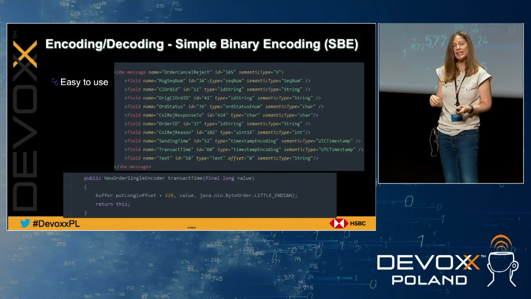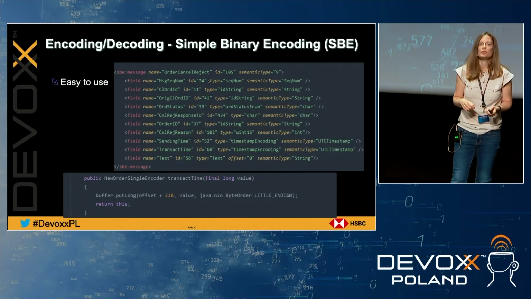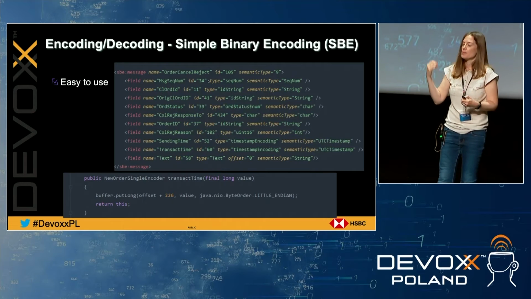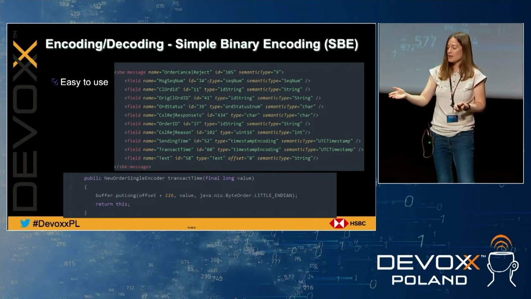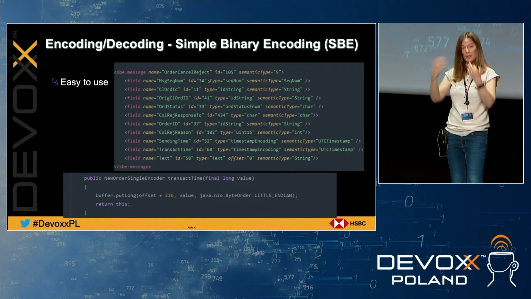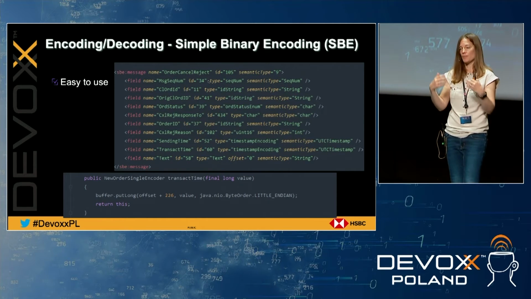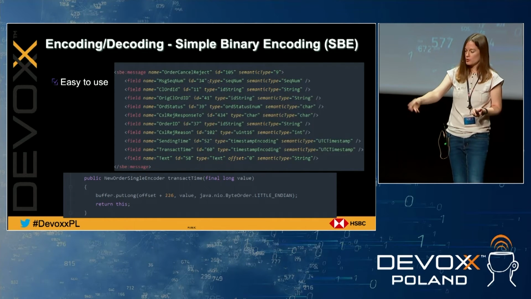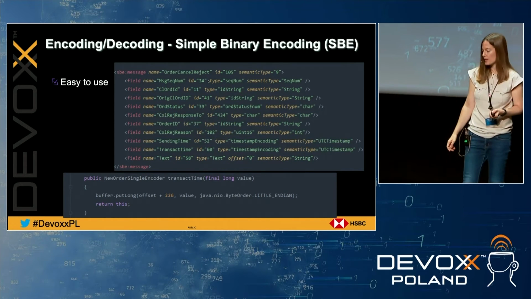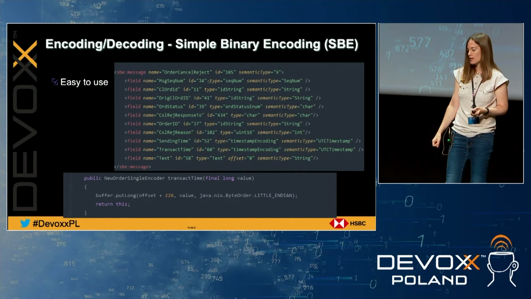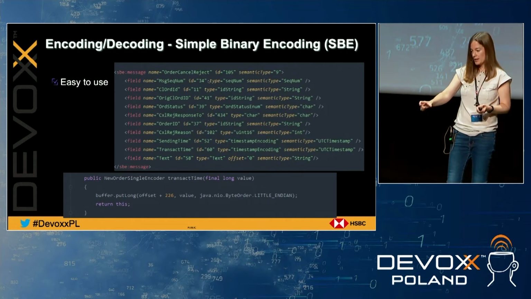So SBE is fairly easy to use. There's a tool called SBE tool, which you basically include in your POM file, and it runs as part of the build. You define your XML schemas, which then, off the back of that, SBE builds the encoders and decoders automatically. There's an example here of the new order single encoder, and it's fairly straightforward and easy to reason about. You can see it's just putting data into the buffer at certain fixed offsets.